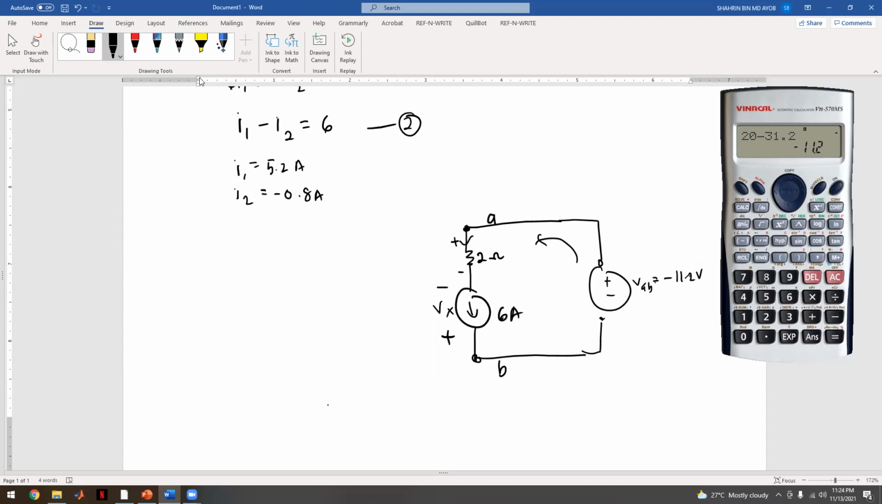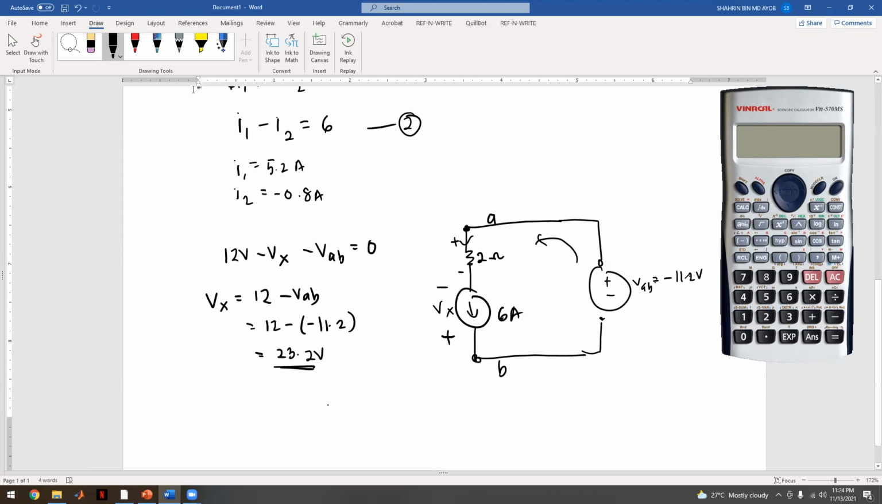Okay, so I will count the 2 ohms first, which is this one, will become 12 volts. Okay, minus Vx minus VAB equal to 0. So my Vx will be 12 minus VAB, 12 minus 11.2. So this one will become 23.2 volts. Okay, so that is my Vx.